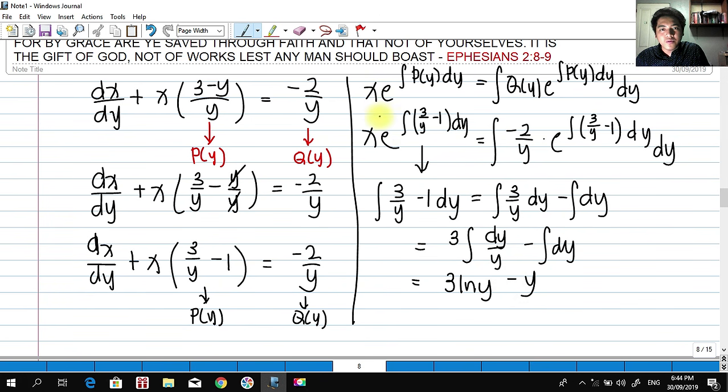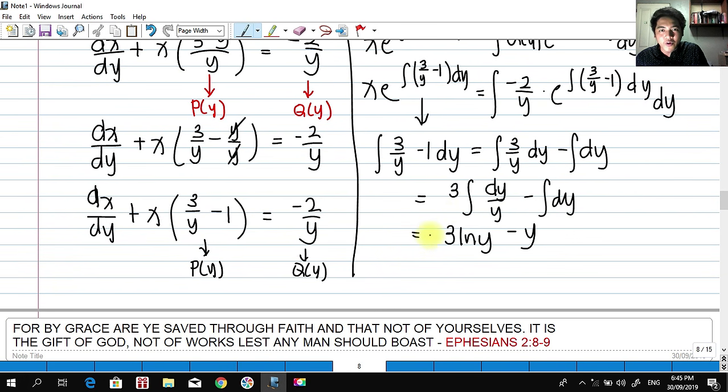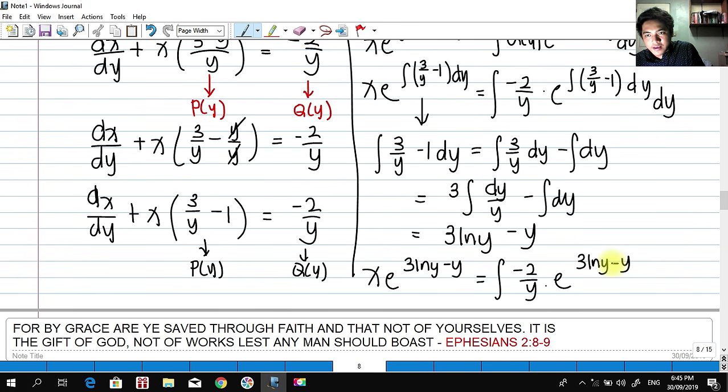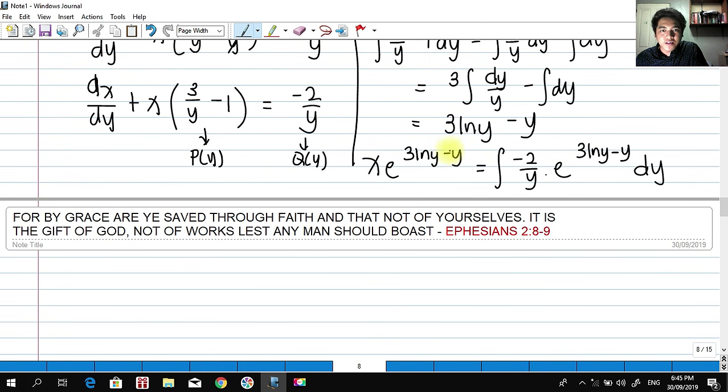This is only the exponent of the e here. So if I rewrite, that is x times e raised to 3 ln of y minus y. That is the integral we evaluated a while ago, and it is only the exponent of e. This is now equal to the integral of negative 2 over y multiplied by e raised to 3 ln of y minus y dy. So we should simplify this first.